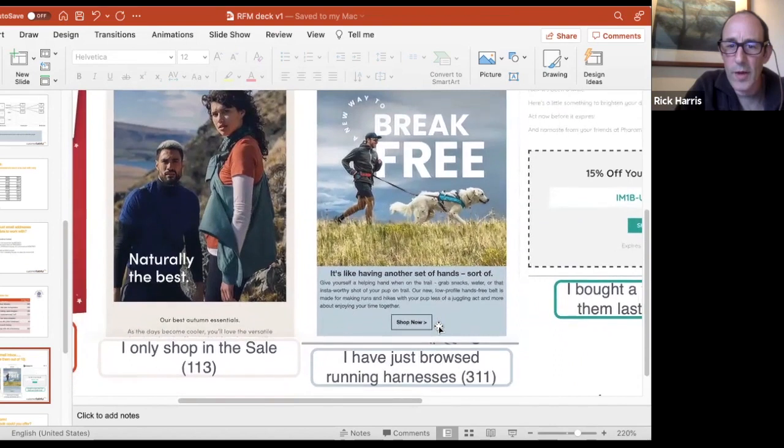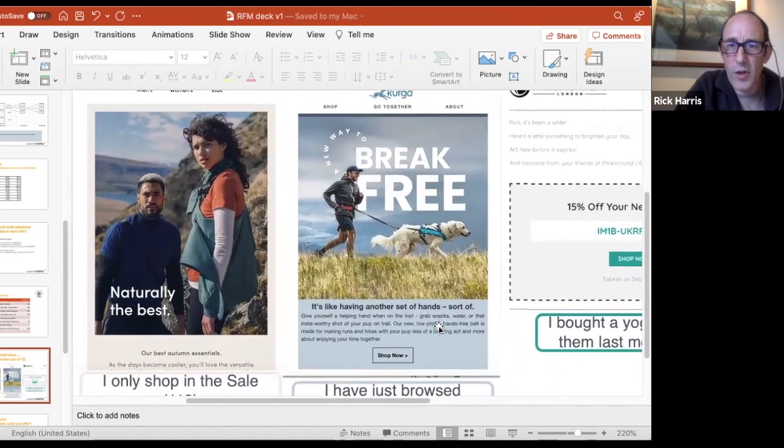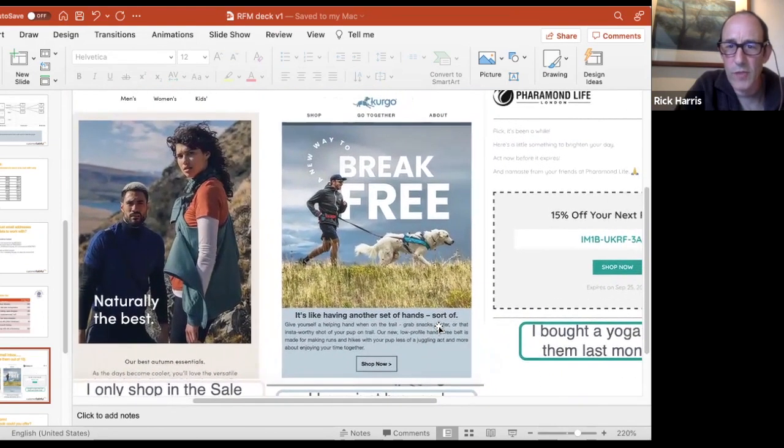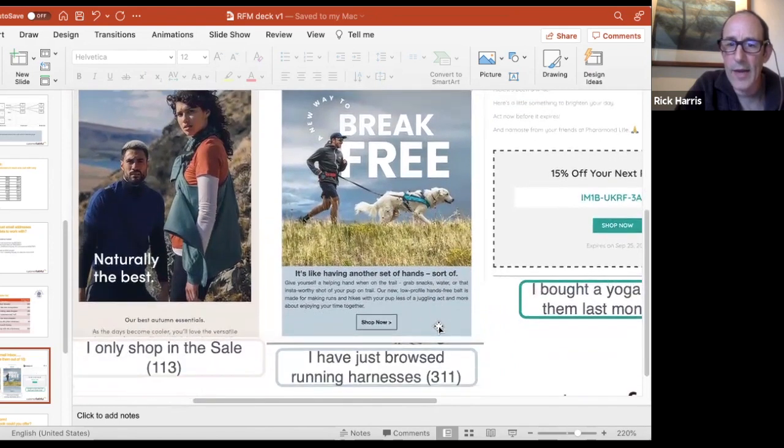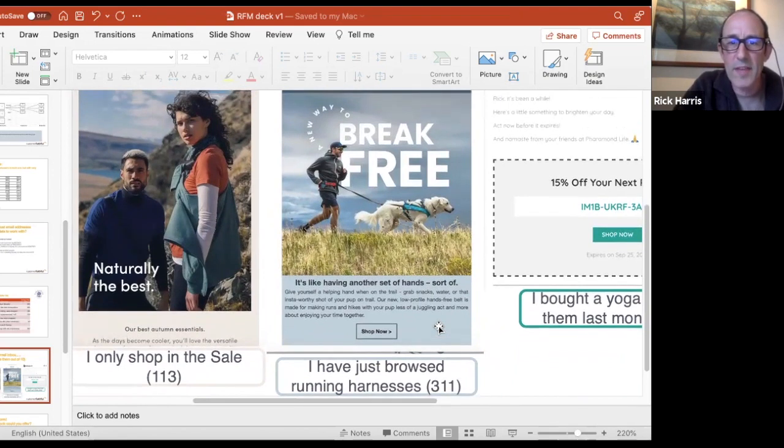Now let's look at this one. I have 2 dogs. These people sell dog gear, okay? And I browsed their running harnesses the week before I got this, because I go running with my collie. And they sent me this email, a new way to break free. It's like having another set of hands, sort of, and it's their new running harness that they've just launched, okay? How well have they done?